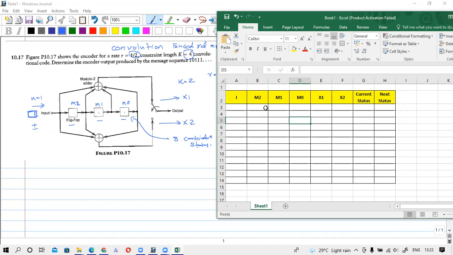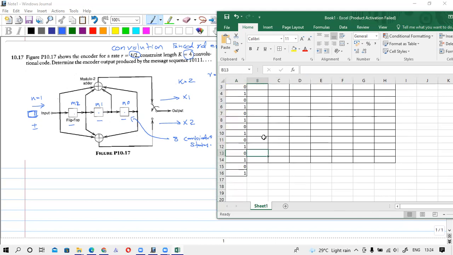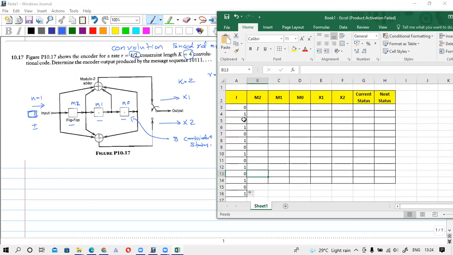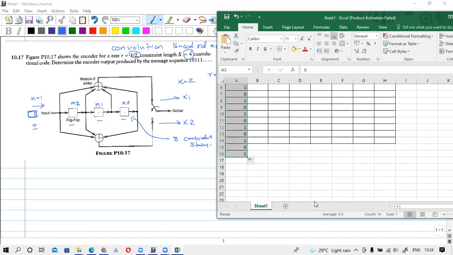You can see that we have three flip-flops defining the status. So there should be 8 status, and also you know that for one status there should be two inputs, 0 and 1. So I will put the input first here, 0, 1, 0, 1, 0, 1. We should have 16. How many do we have? We have only 14, so we need another 2.